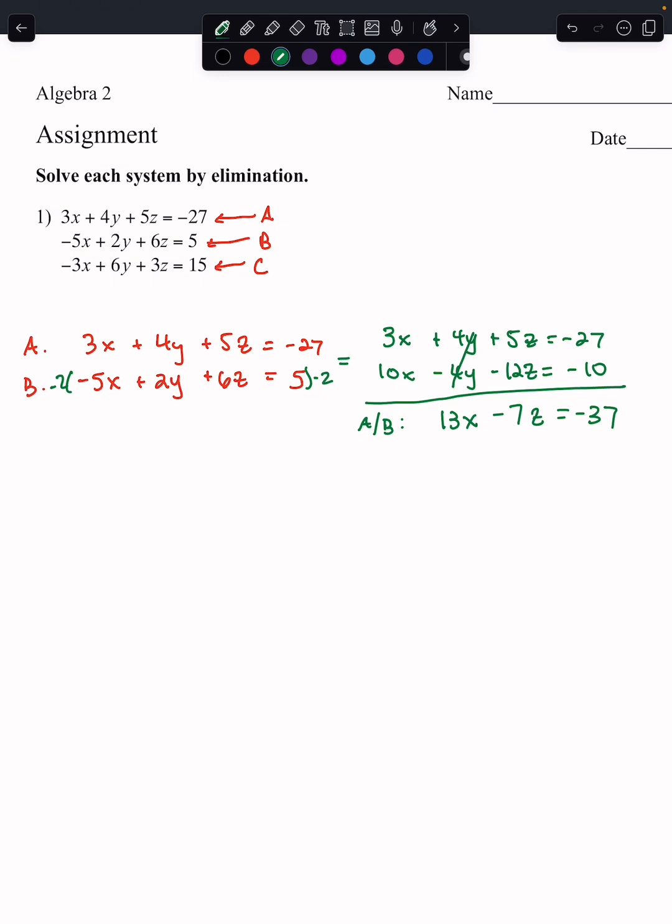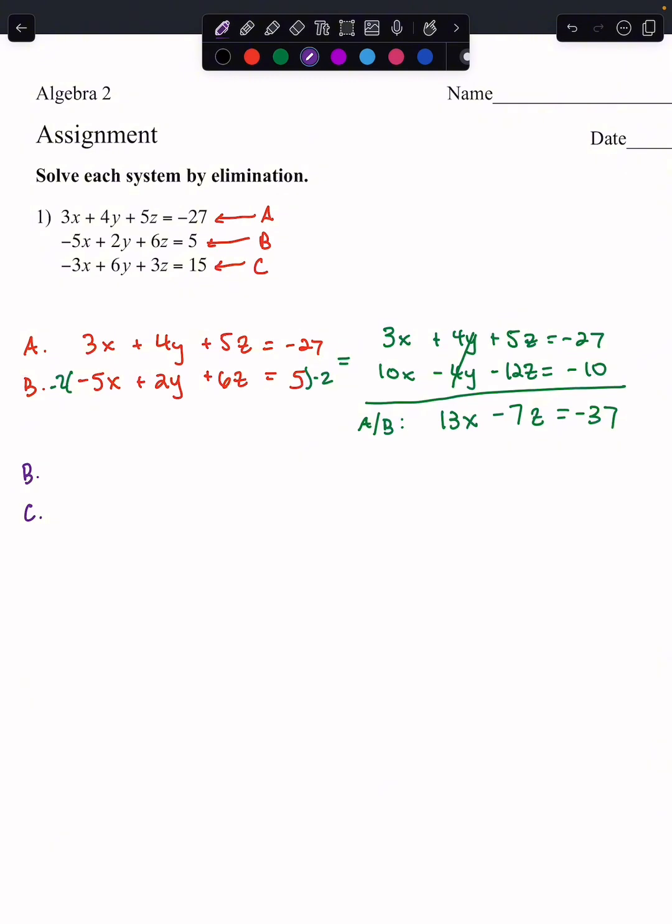So we chose A and B. We got rid of Y. Now you have to go back and choose two other lines that you didn't choose before, meaning I can't do A and B again, but I can do A and C. I can do B and C. And for the purposes of this, I'm just going to do B and C. Again, it's whatever seems easiest for you. But since we eliminated Y for A and B, we need to eliminate Y again for B and C.